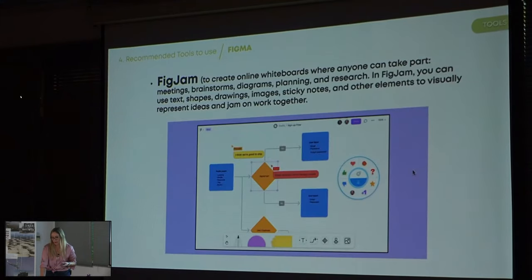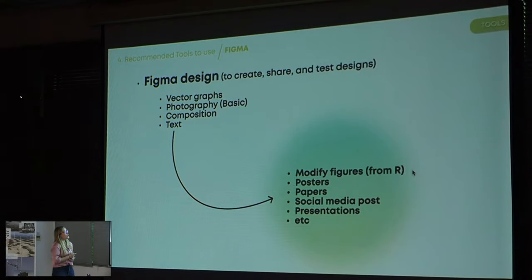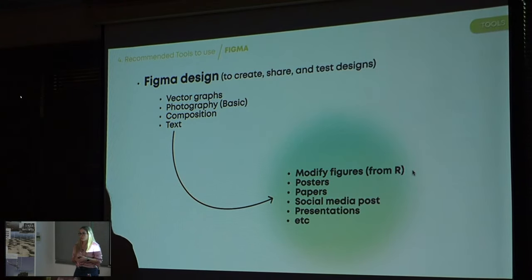And just so you know, Figma has two different types of files. It has FigJam, which are like whiteboards to create different meetings, brainstorms, diagrams, plannings, or research. And you can use text, shapes, drawings, images, and sticky notes or other elements to present ideas and jam together with all your collaborators at once and live. There's also this other file, Figma Design, to create, share, and test designs. You can create vector graphics, photography, composition, and text, which again translates into being able to modify figures from R, which I do a lot.